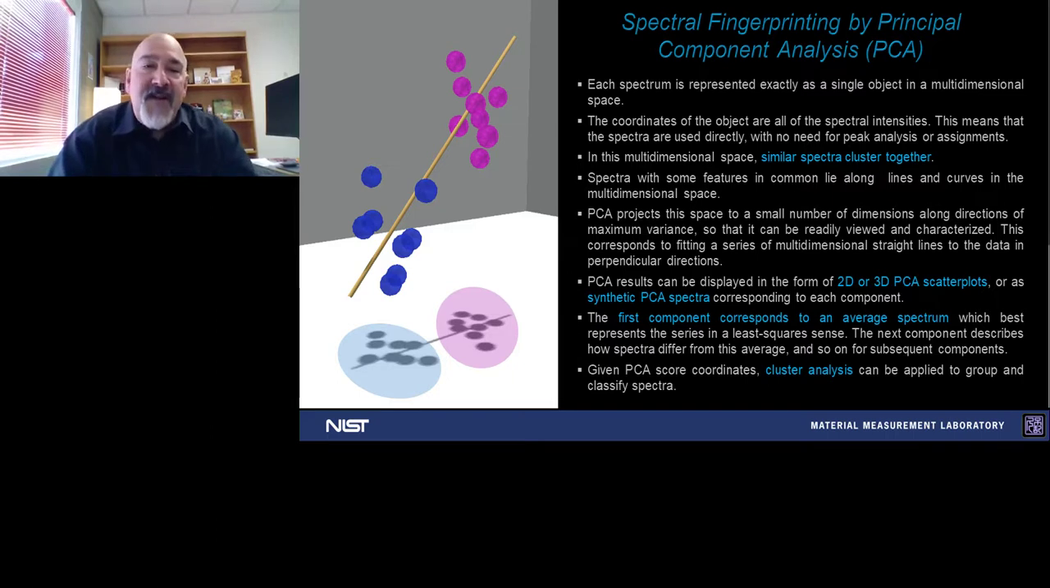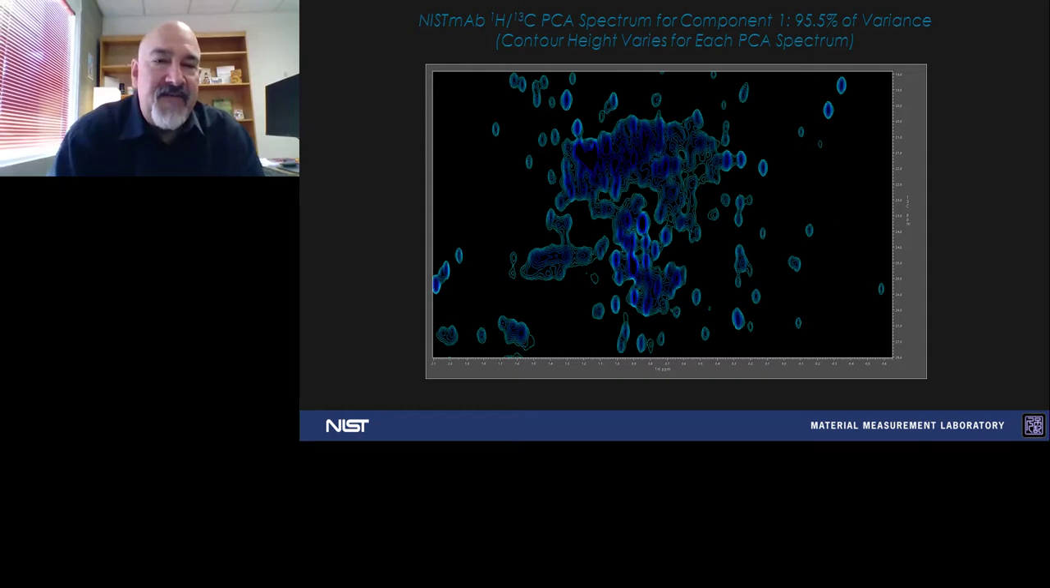There are 2 ways that we can visualize the results. One is that each principal component that we calculate results in a kind of synthetic spectrum that represents that component. So one thing we can do is visualize the component results as spectra. And the other is that we can make scatter plots of the object coordinates of the principal component results. So let's look at some results for this collection of data.